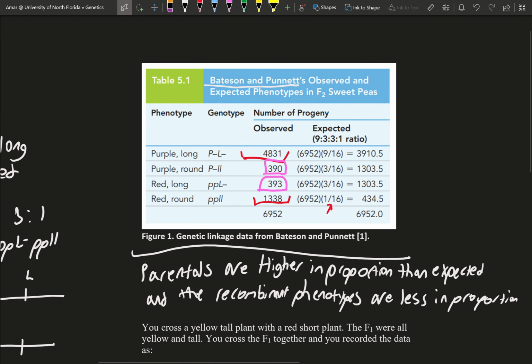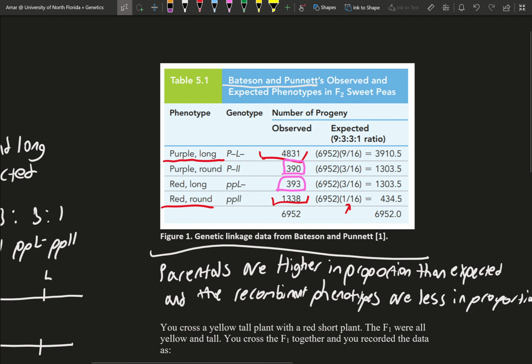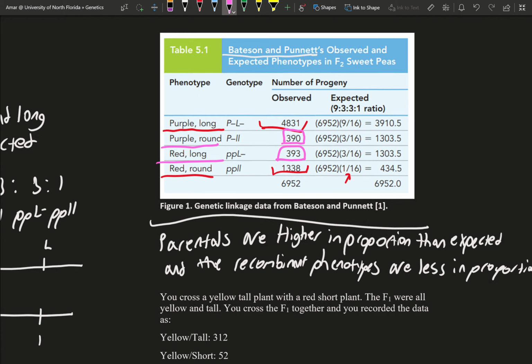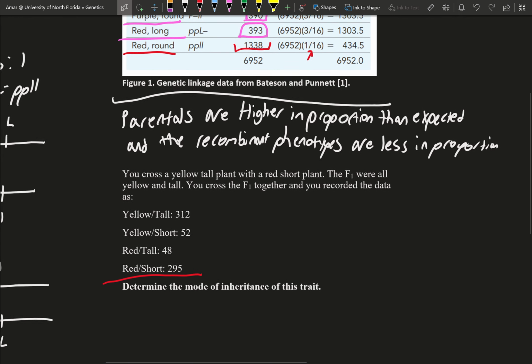Our original parents were purple and long, and the other parent was red and round. What we're saying is that the purple and long and the red and round original parents appear in the offspring at a higher frequency than the recombinant individuals, which are red long and purple round. This is a clue you can use for a problem where you're given a data set and trying to figure out if there's gene linkage.